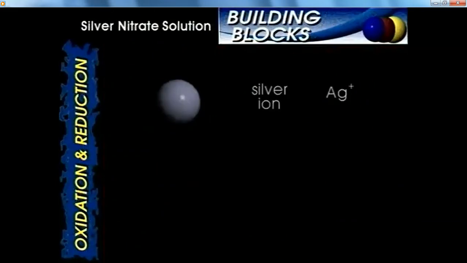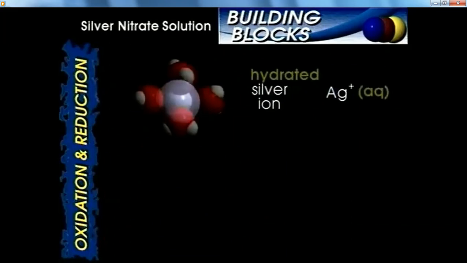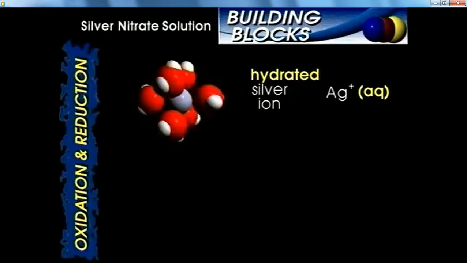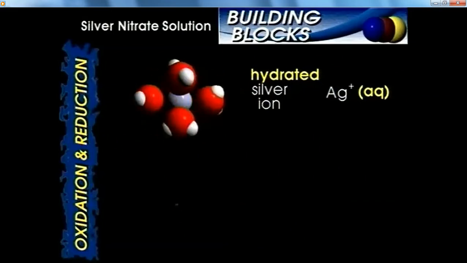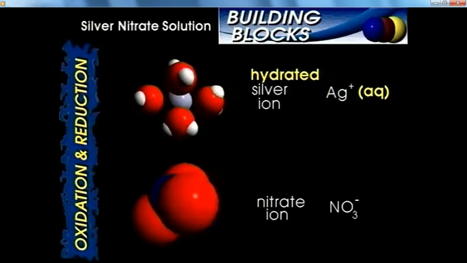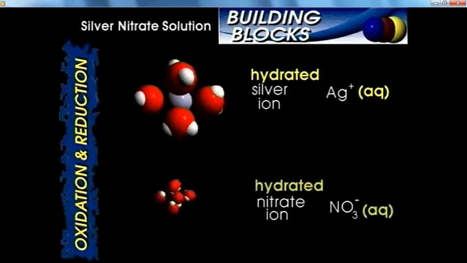Notice once again how the oxygen ends of the water molecules point towards the positively charged silver ion, whereas the hydrogen ends of the water molecules point towards the negatively charged nitrate ion.